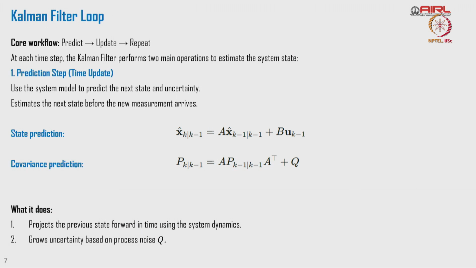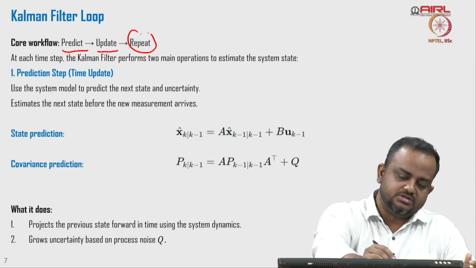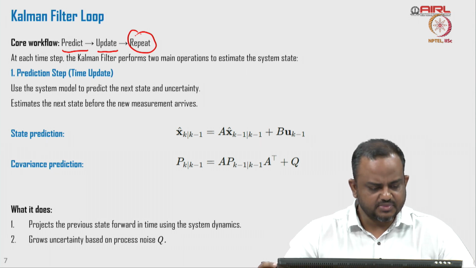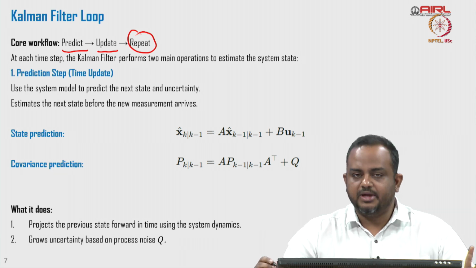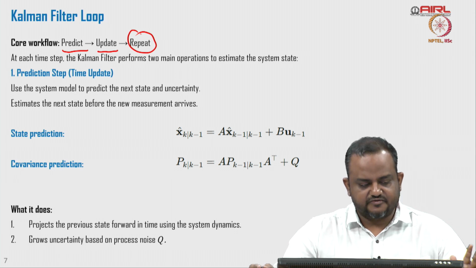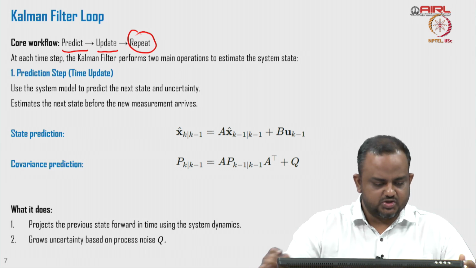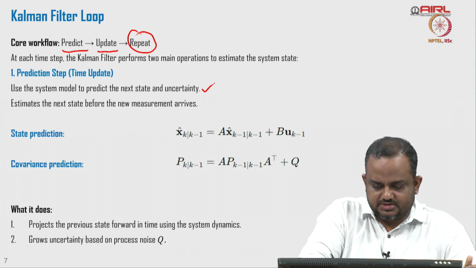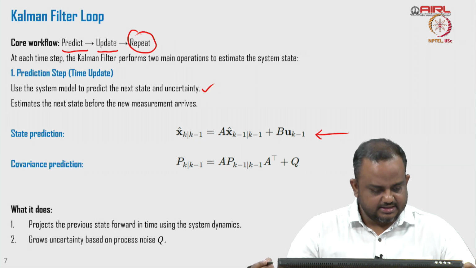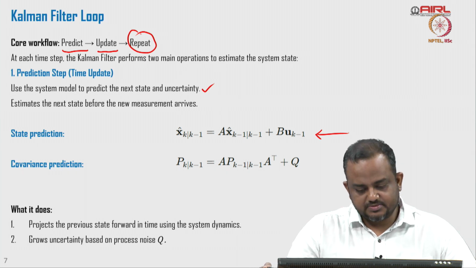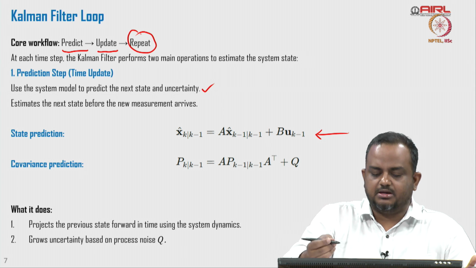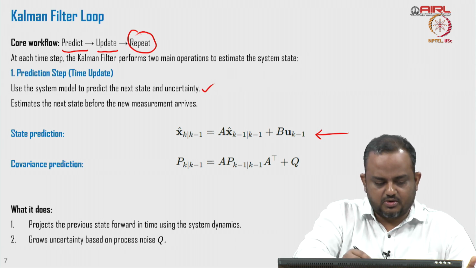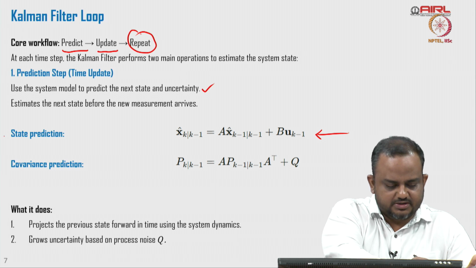What it does is that first it predicts the state and covariance, then it updates, and iteratively it goes on repeating the steps for some particular time. At each time step, the Kalman filter performs two main operations to estimate the system state. The first one is the prediction or time update. So, what is done here is that you use the system model to predict the next state and the uncertainty. Then it estimates the next state before the new measurement arrives. So, with the previous measurement only, it predicts the state at this particular stage.